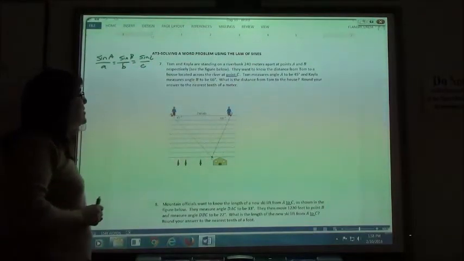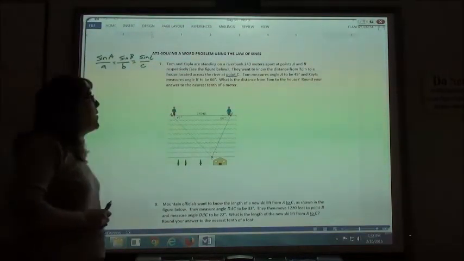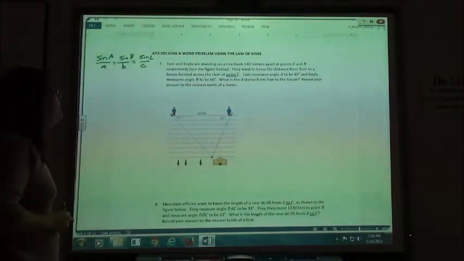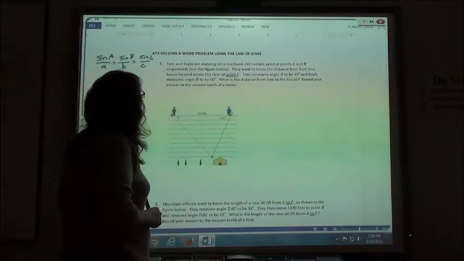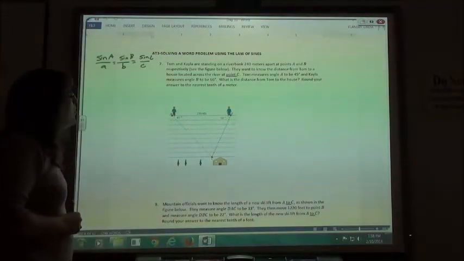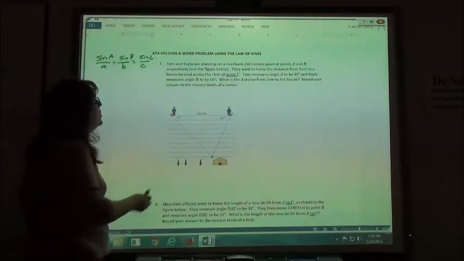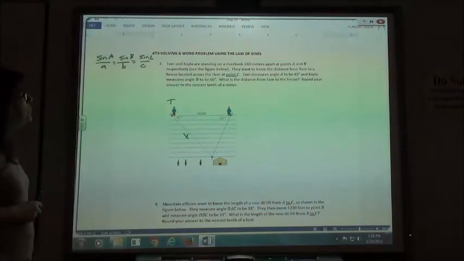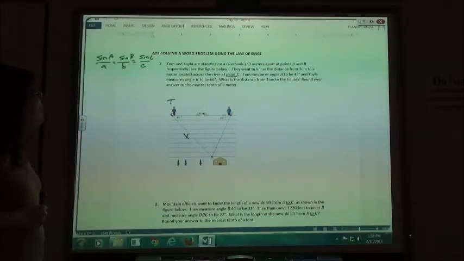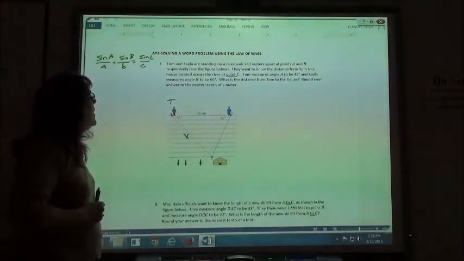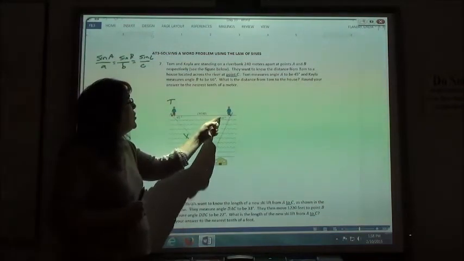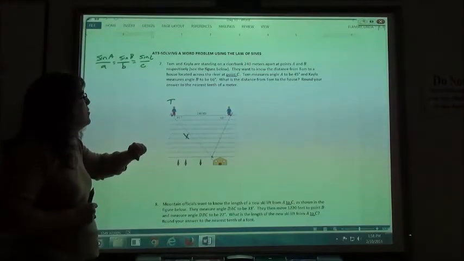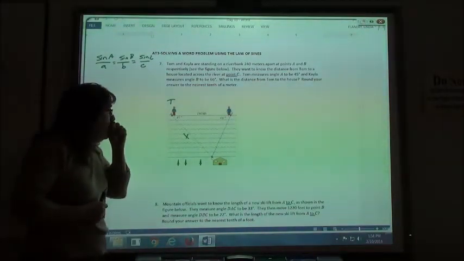So Tom and Kayla are standing on a riverbank 240 meters apart. They labeled that for us at points A and B respectively. See the figure below. They want to know the distance from Tom to a house located across the river at point C. So Tom is over here. We want to find this side right here. Tom measures angle A to be 45 degrees, which they've got written there. Kayla measures angle B to be 66 degrees. We want to find the distance from Tom to the house. Round your answer to the nearest tenth of a meter.